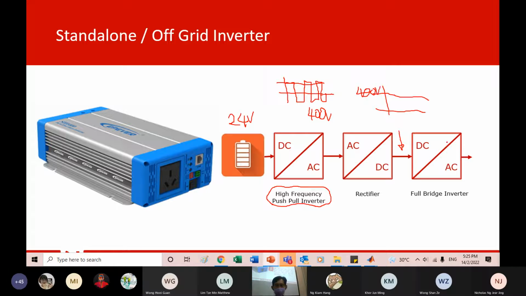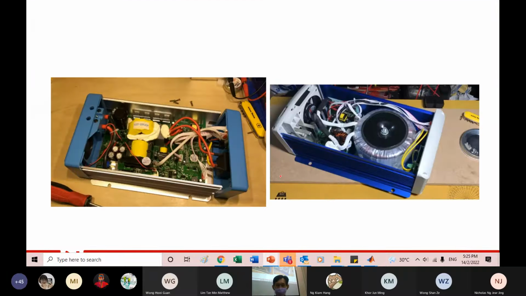And of course, the rest is what we have studied, a full bridge inverter with a filter. So the output here, you will have a sine wave. So this is how a commercial inverter works. In fact, I have one of these. That's why I know, because I opened it up, this is how it looks like.